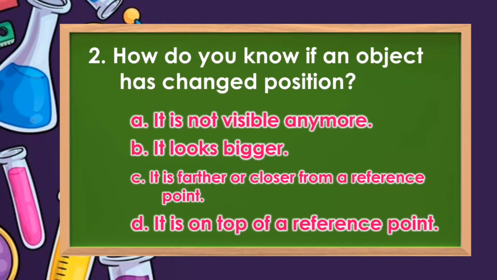Number 2, how do you know if an object has changed position? A. It is not visible anymore. B. It looks bigger. C. It is farther or closer from a reference point. D. It is on top of a reference point. Very good. The answer is letter C.